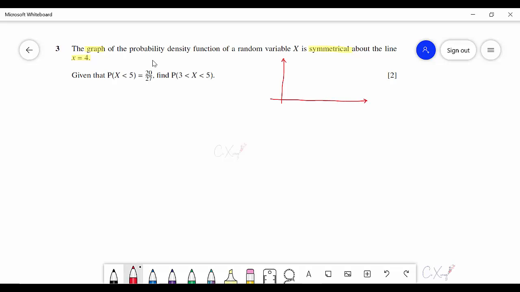Where the graph is actually symmetrical about the line at x equals 4. So maybe for me, I will just simply draw any curve. And I will just assume that the symmetrical line is at x equals 4. So let's say the probability density function starts from 0, then it will end at 8. So you assume something like this now.